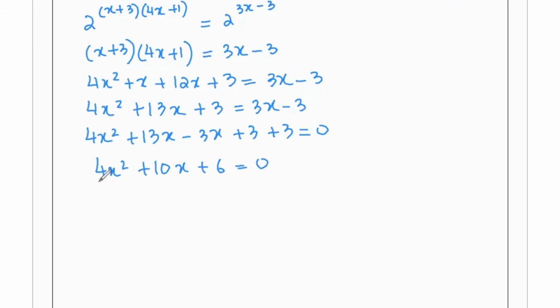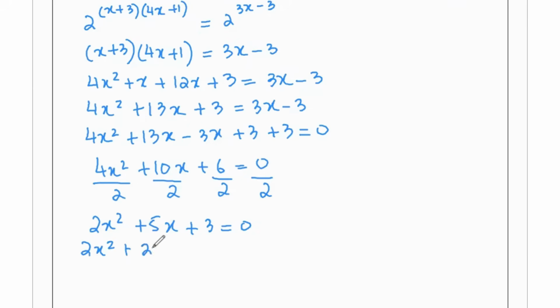Before we do that, I'm going to divide the entire equation by 2 because 4, 10, and 6 come in the 2 times table. So when we divide it by 2, that's 2x squared plus 5x plus 3 equals 0. Now let's factorize this. We know 2 times 3 is 6 and 2 plus 3 is also 5. So 2x squared plus 2x plus 3x plus 3 equals 0.